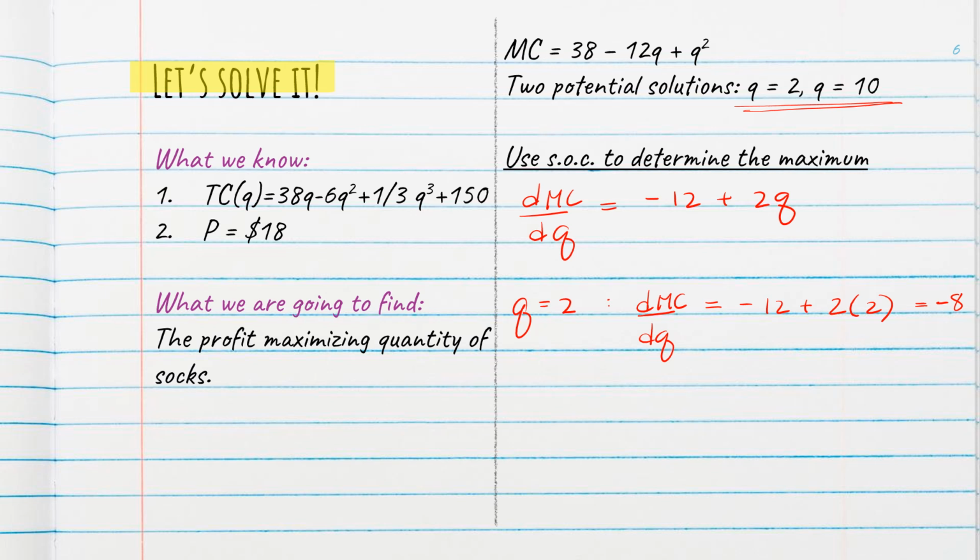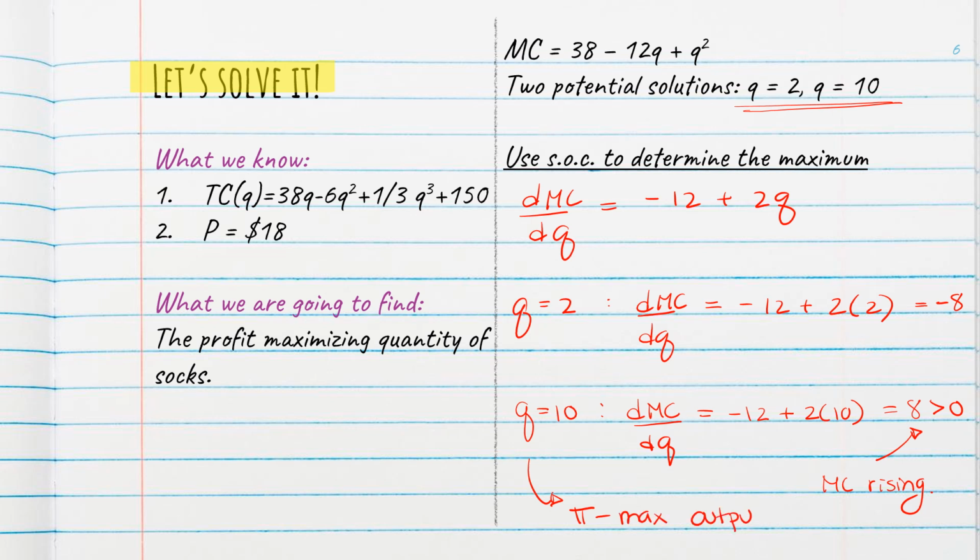So let's see if the second order condition holds for our second potential solution. When q equals 10, the derivative of the marginal cost curve with respect to q equals negative 12 plus 2 times 10. Well, 20 minus 12 is 8. So this one's positive, which suggests that marginal cost is rising. And we can conclude that q equals 10 is our profit maximizing output.